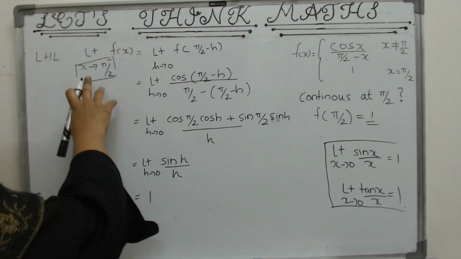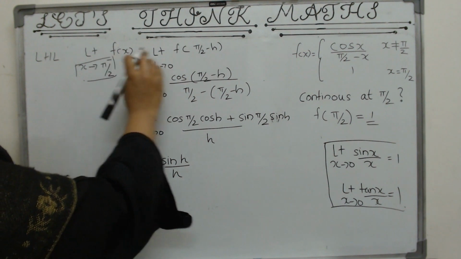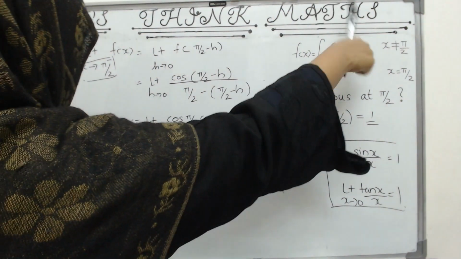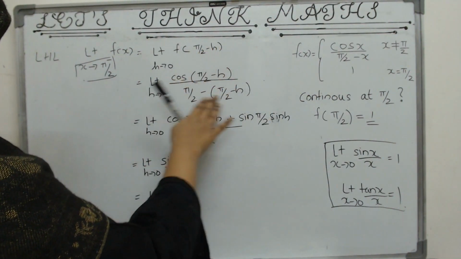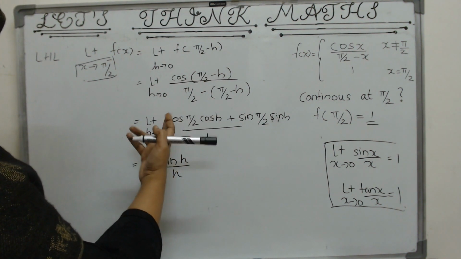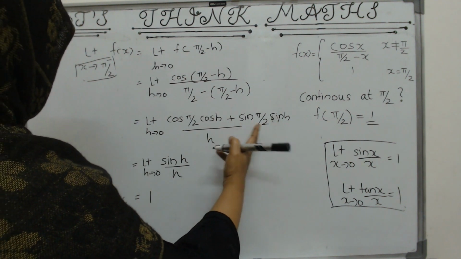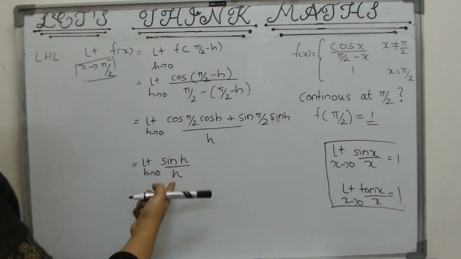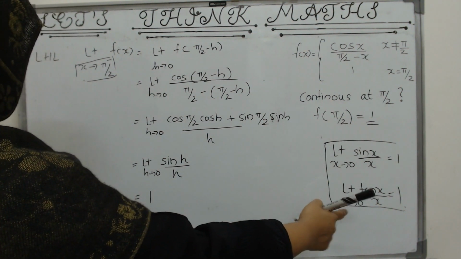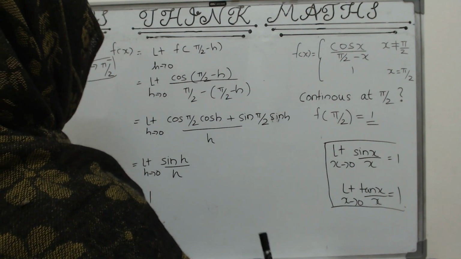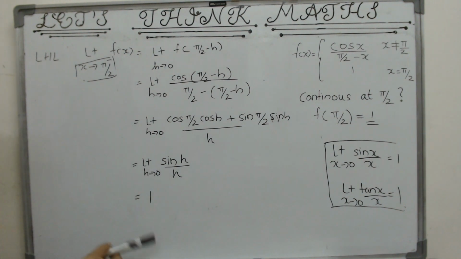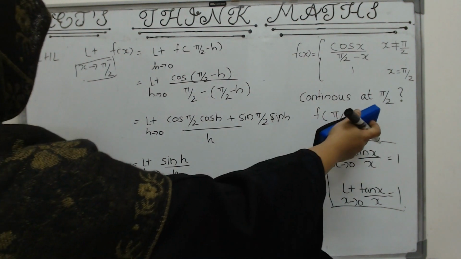So now this is what happens when you substitute pi by 2 minus h for x. Wherever you see x here, substitute pi by 2 minus h. Then this is what you get. Applying cos a minus b, you get this, but cos pi by 2 is what? 0. So this whole term becomes 0. Sin pi by 2 is what? 1. Then sin h by h, as h approaches 0, it will be 1. Remember these two limit rules, both sin x by x and tan x by x. When x approaches 0, this whole thing approaches 1. So you have got your left hand limit as 1.